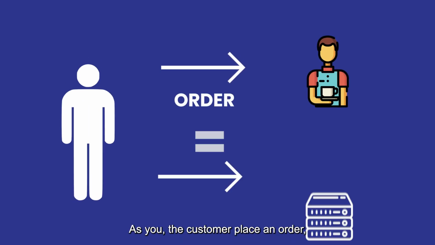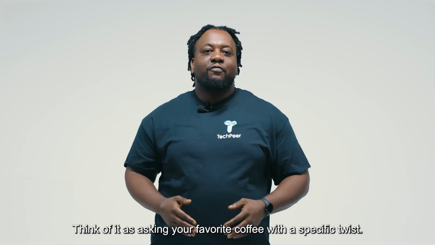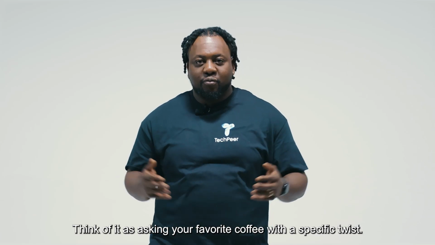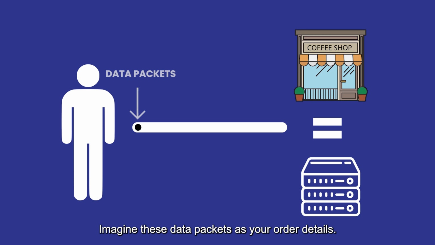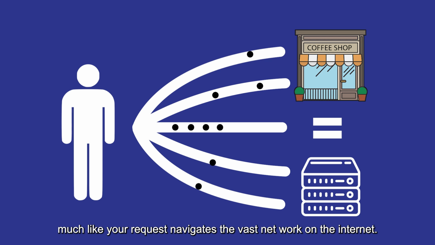As you, the customer, place an order, it's like sending a request to a server. Think of it as asking for your favorite coffee with a specific twist. Imagine these data packets as your order details. They travel through intricate pathways of our coffee shop, much like your request navigates the vast network of the internet.